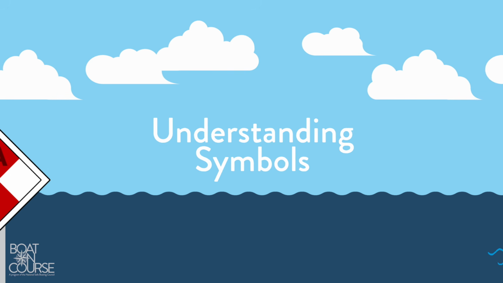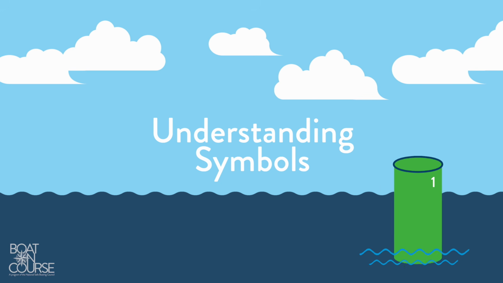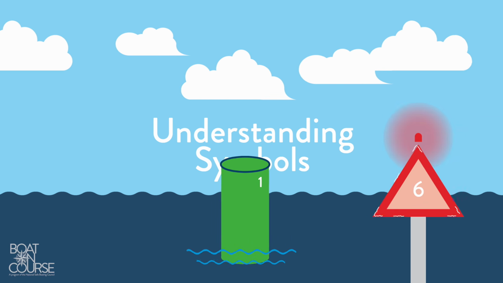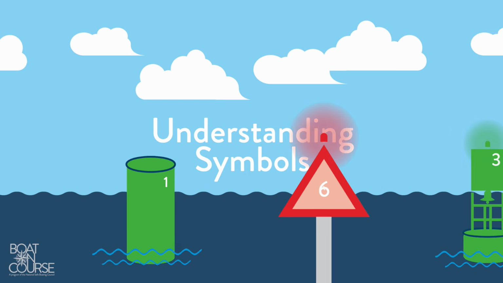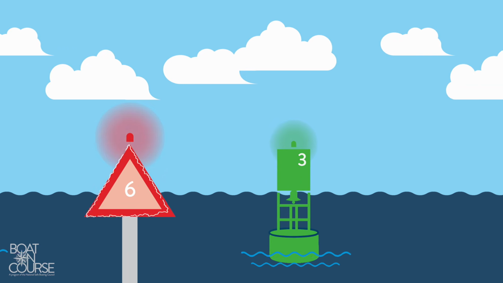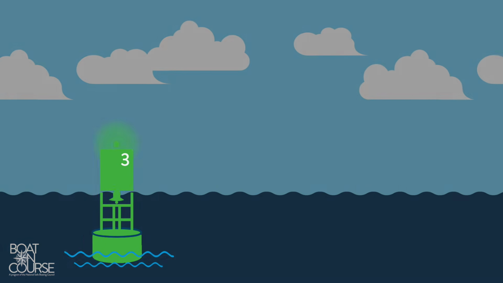Understanding symbols. All buoys, beacons, dayboards, and other aids to navigation have a corresponding symbol that is used on nautical charts. For example, a nautical chart will show a diamond symbol for a lighted buoy, the color or colors of the aid, its number, color of the light, and the flash period so you can identify that buoy at night.